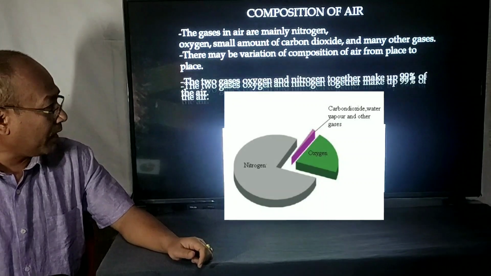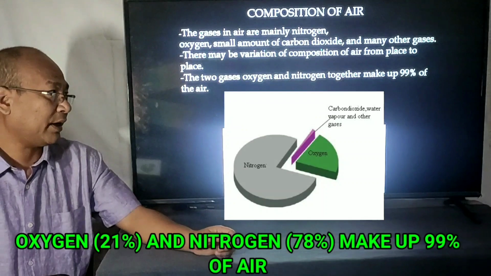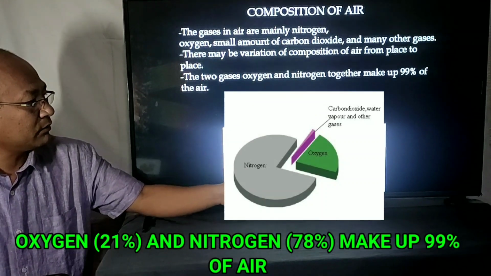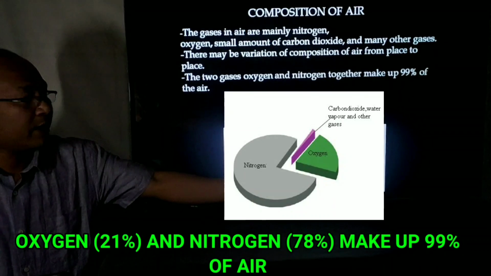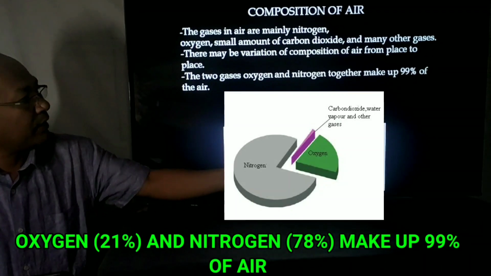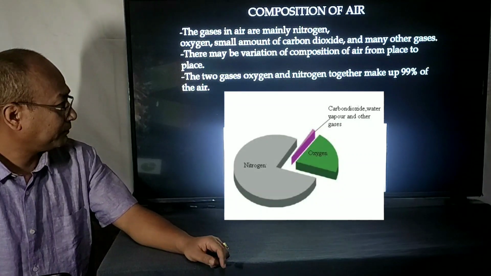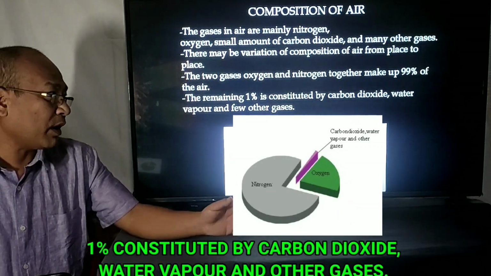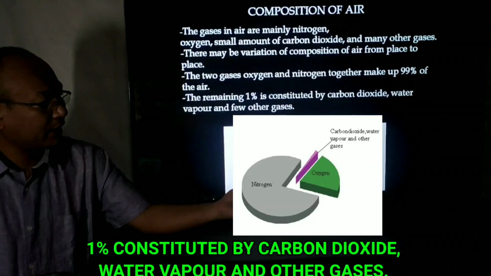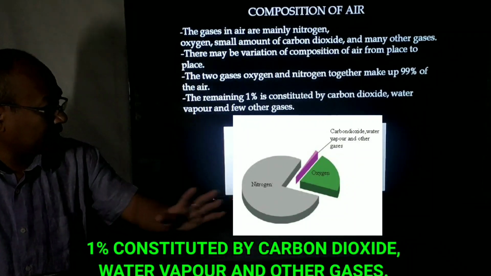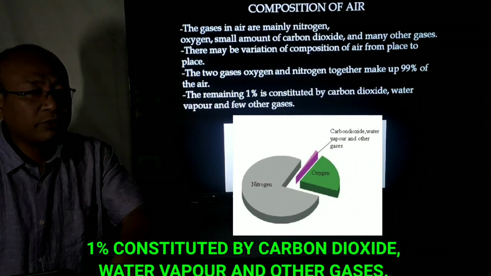Now the two gases, oxygen and nitrogen, together make up 99% of the air. Oxygen is 21% of the air and nitrogen is 78%, and when they combine together they make up around 99% of the air. Then the remaining 1% is constituted by carbon dioxide, water vapor and a few other gases.